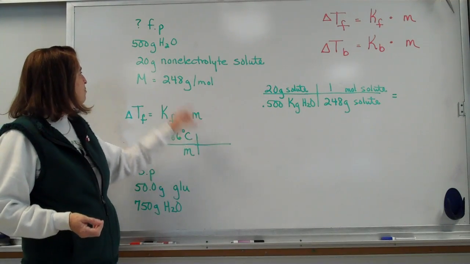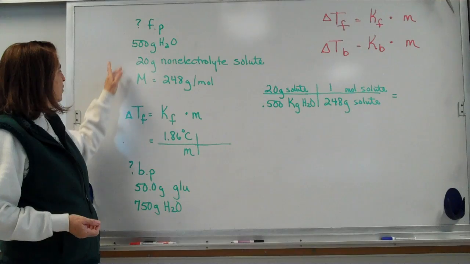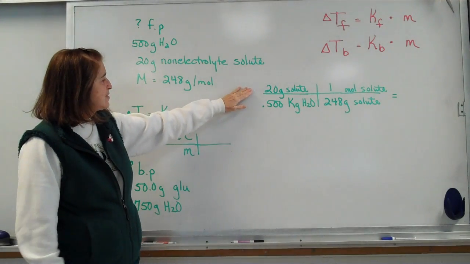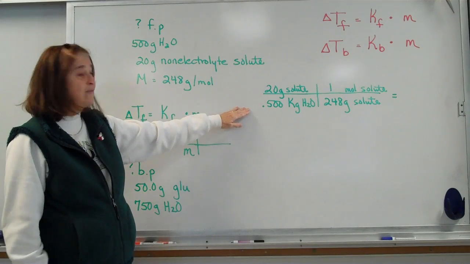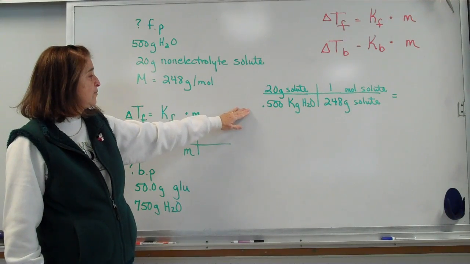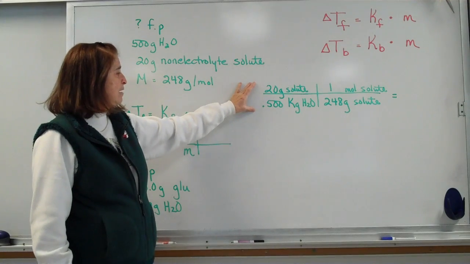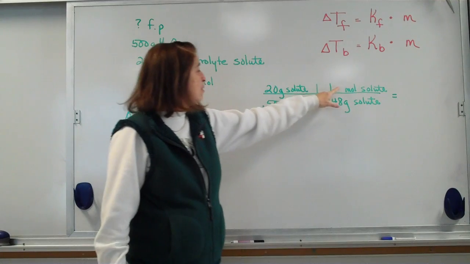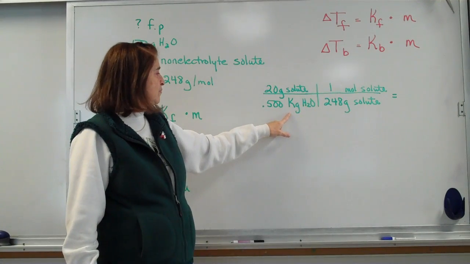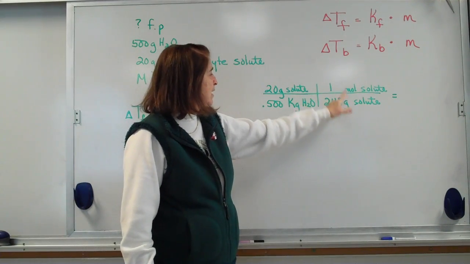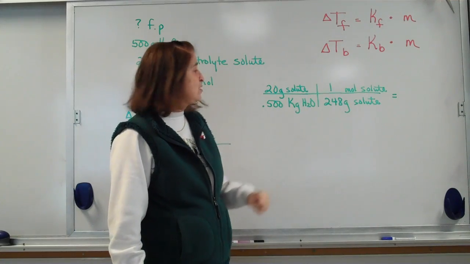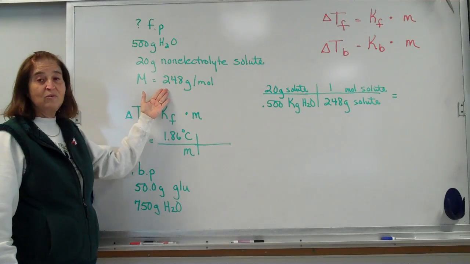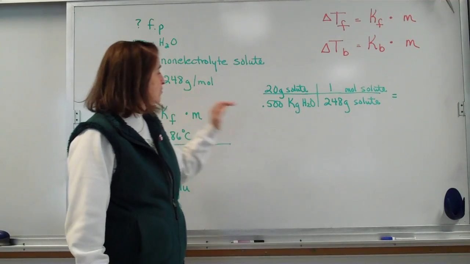And then we need to know the molality. We don't have the molality. So look at what we do have: 20 grams of solute and 0.500 kilograms of water. This is not molality, grams per kilogram. I need it to say moles of solute per kilogram. So I need grams to go away and moles to appear in my numerator by factor labeling. I was given the molar mass of 248 grams is 1 mole.